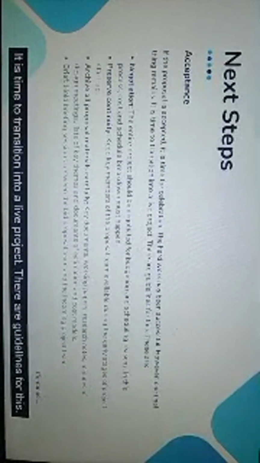Acceptance. If the proposal is accepted, it is time for celebration. The hard work has been successful. However, one final thing remains. It is time to transition into a live project. There are guidelines for this.